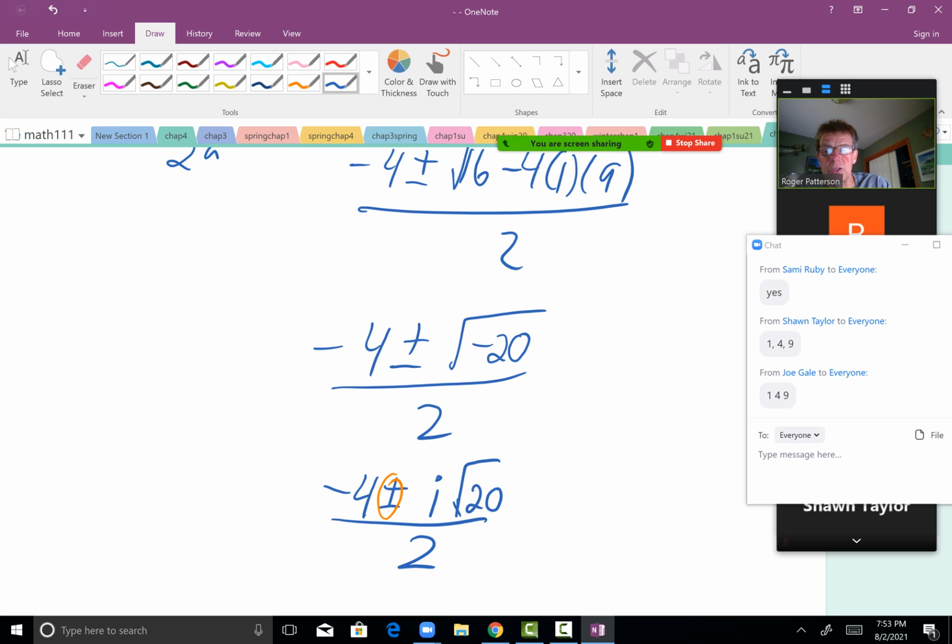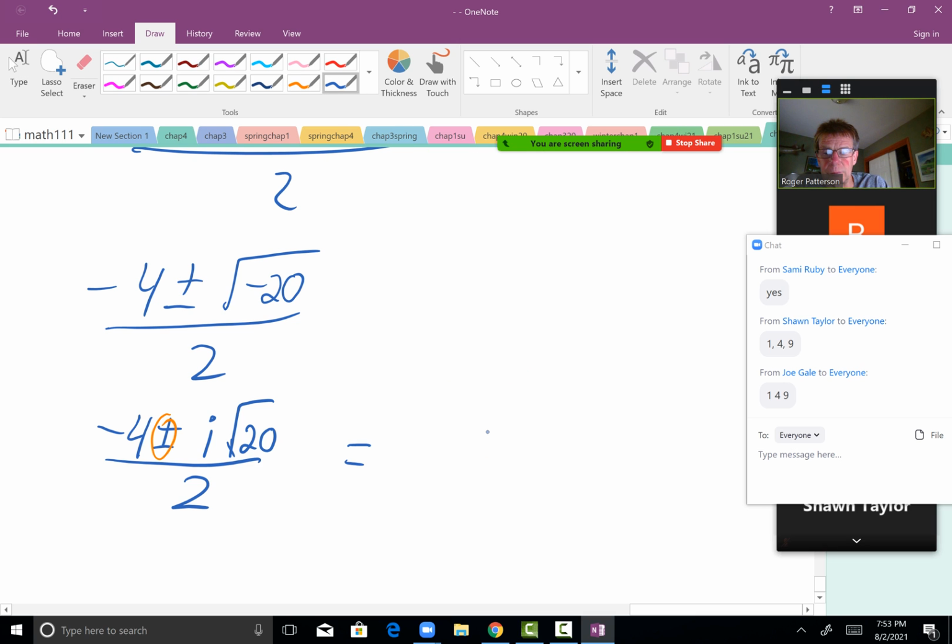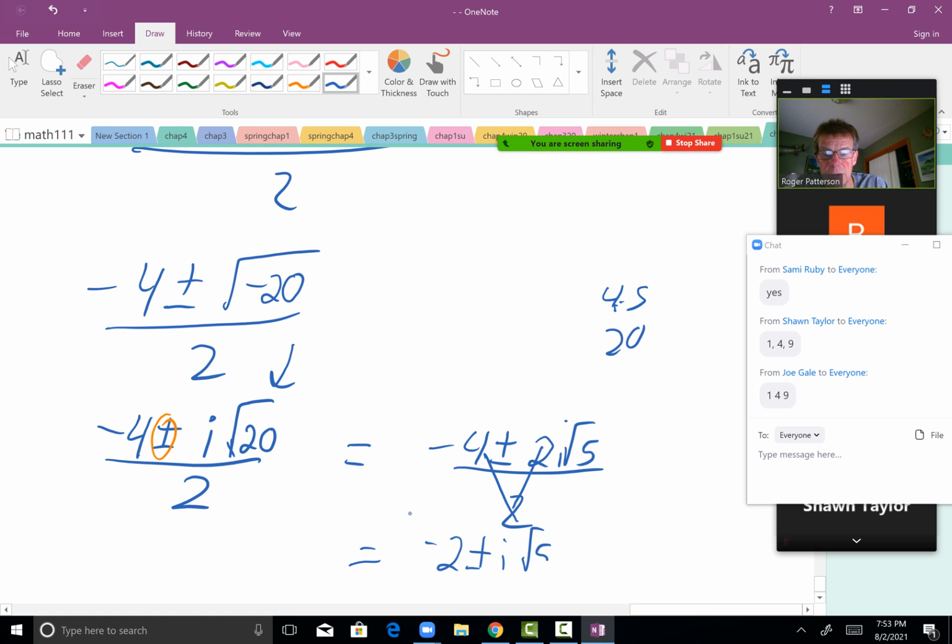Now on this, in your book, what they're going to do is they're going to break this thing down. Okay, so they're going to say 20 is 4 times 5, square root of 4 is 2. They're going to put that right there. They're going to rewrite it. The i term's going to go there. 2 goes into both of those. And they're going to leave it, and they're going to say, hey, there's your answer.